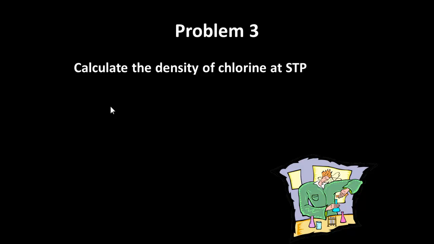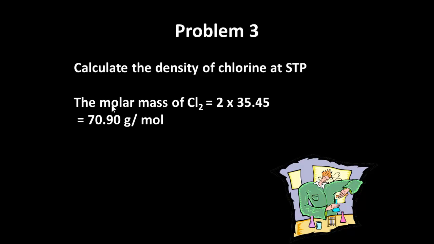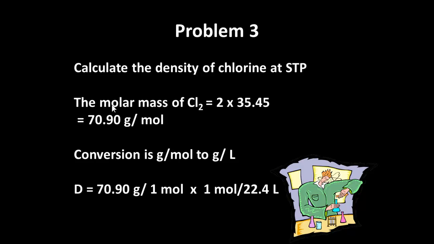So calculate the density of chlorine at STP. Well, the molar mass of chlorine, Cl2, 2 times 35.45 is 70.90 grams per mole. So we've got to convert grams per mole to grams per litre. So we are going to divide by 22.4, so 70.90 divided by 22.4 gives 3.17 grams per litre.